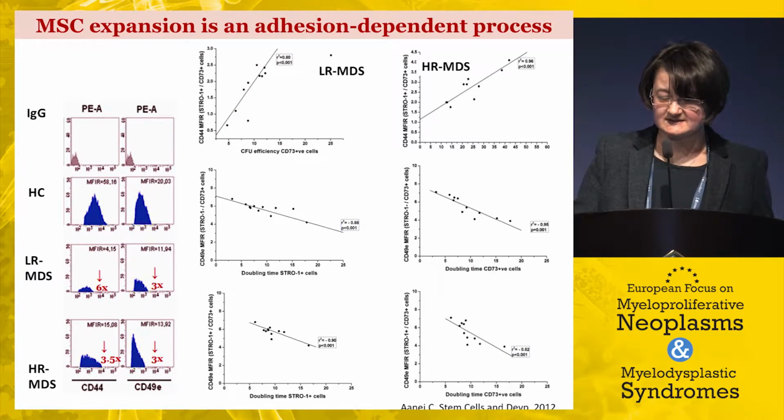Mesenchymal stromal cell expansion is an adhesion-dependent process. First, I show you that the clonogenic capacity of mesenchymal stromal cells is highly correlated with their expression of the CD44 adhesion molecule. Also, the proliferation is an adhesion-dependent process because it is highly correlated with alpha-5 integrin expression.